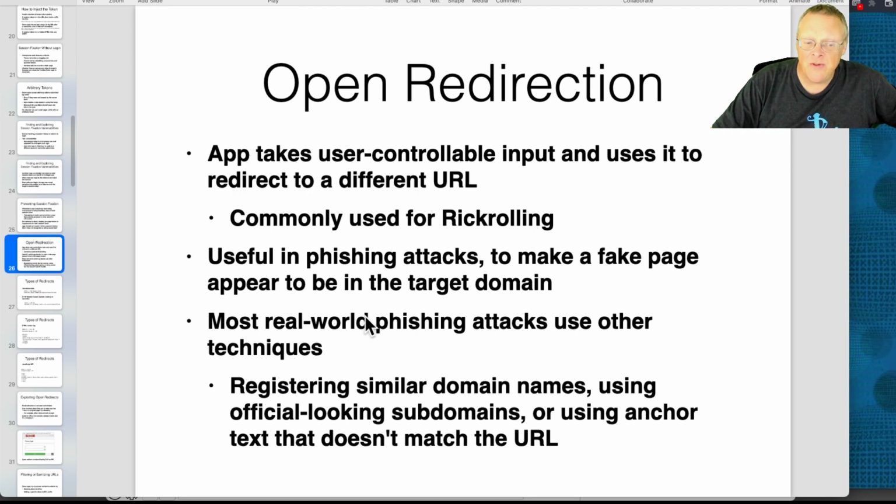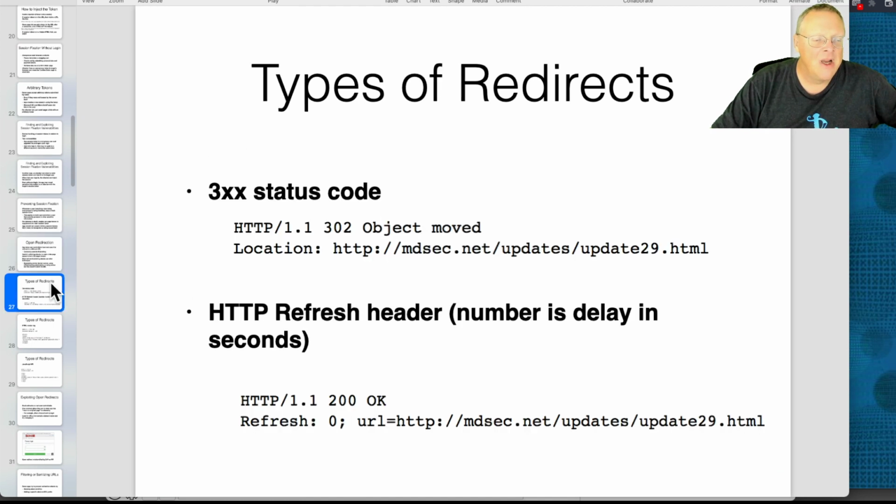But in fact, real-world phishing attacks don't usually use this open redirection. They usually register a similar name or just conceal the name, so it's not easy to see the URL you're clicking on. Yeah. So you can have a 302 redirect where you go to a page and the server tells you that page is moved.